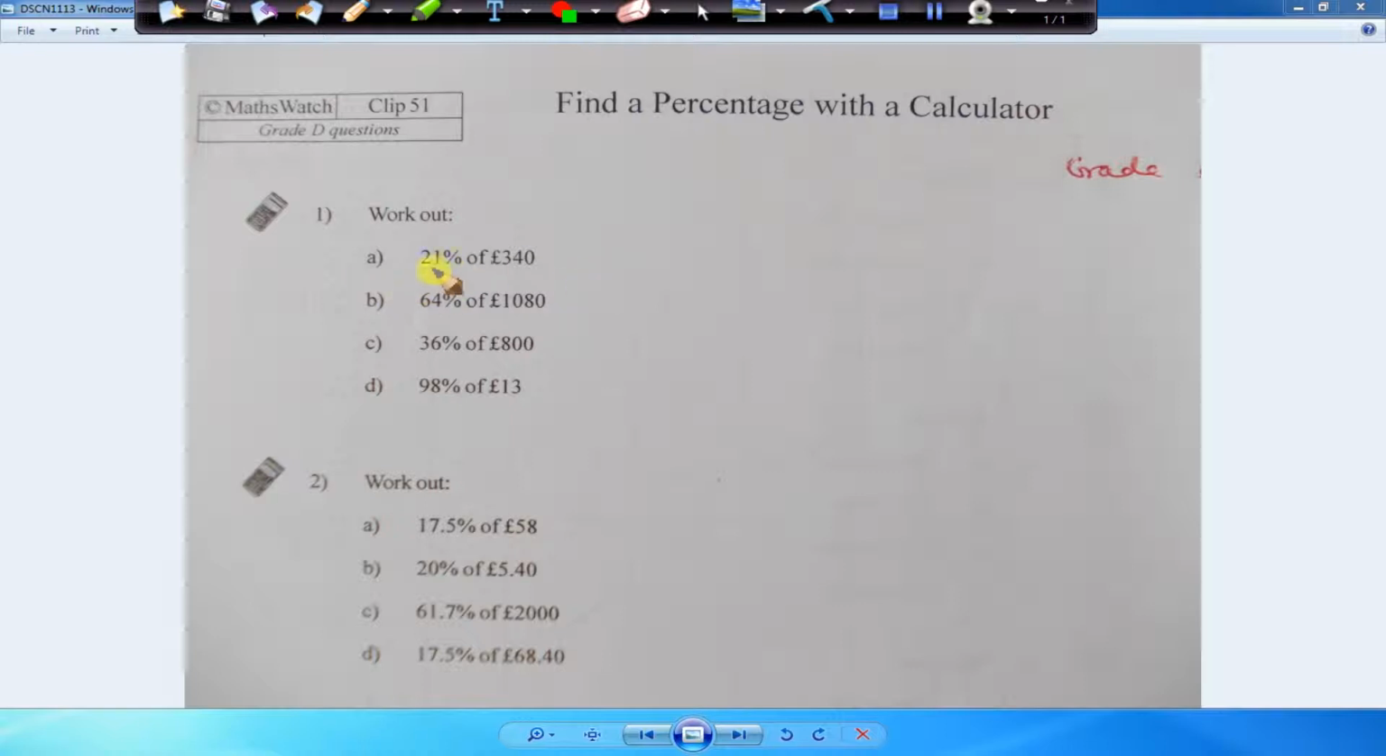So 21% of 340. The way that we do that: 21, okay. I'm just doing it myself here so I can see the buttons as well. When we see the 21, we put a 21. The percent, how do we get the percent on the Casio FX? So we're using the FX-83 GT or ES. The different models are really the same thing.